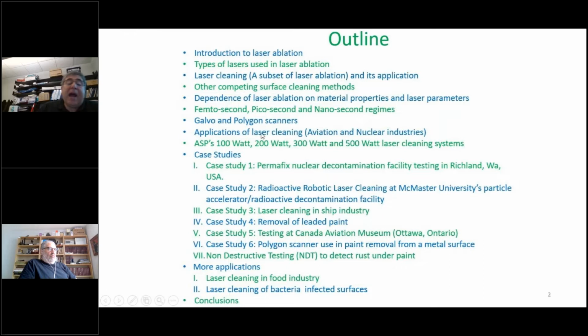So you notice I have applications and case studies. The difference is that applications are things that exist for laser cleaning that we haven't done, but I've dug out the information from different papers and presentations. But the case studies are the ones that we have actually done ourselves. And then we would also look at some of our systems, the 100 watt, 200 watt, 300 watt, and 500 watt laser cleaning systems. So this is the outline of the talk.